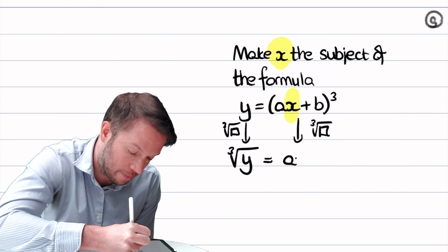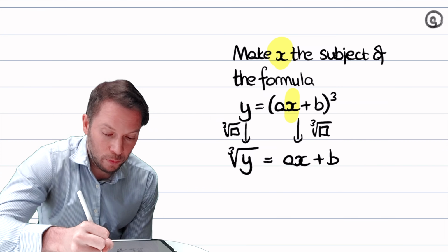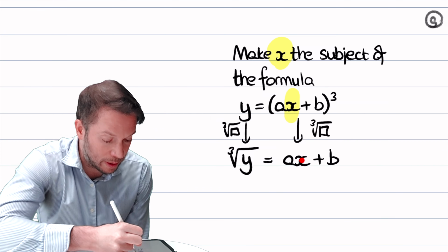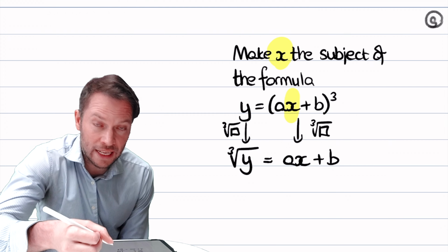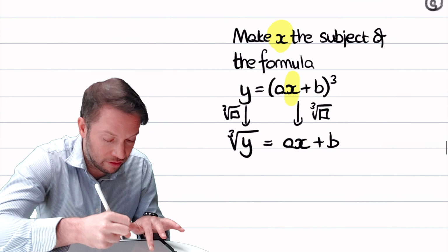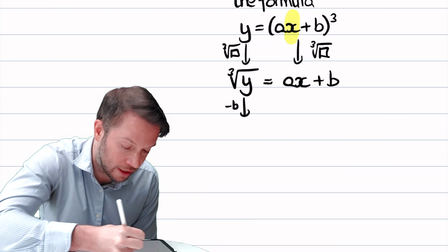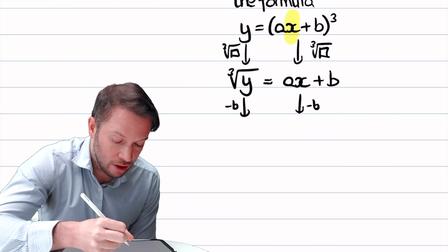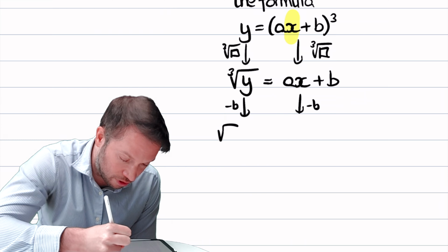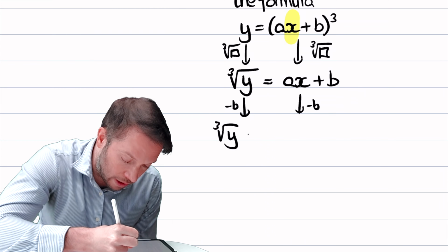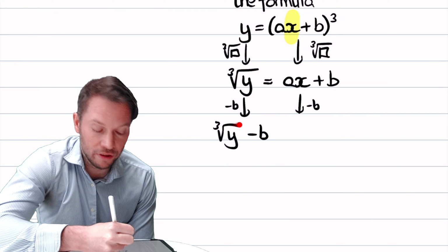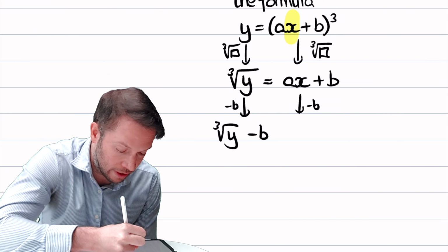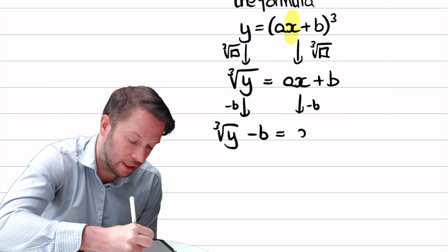And again, we want to try and get x on its own. So x has been multiplied by a, then we added b to it. We undo the last thing of adding b, which is to subtract b from both sides of the equation. On the left-hand side, we get the cube root of y minus b. Make sure that it doesn't look like the minus b is under that root, because it's not. Then the right-hand side, the plus b and minus b cancel, leaving ax.